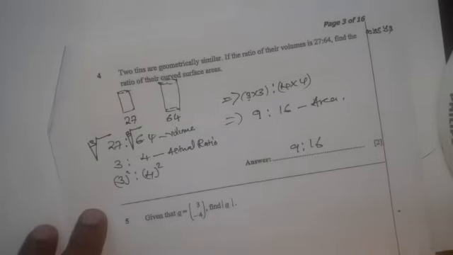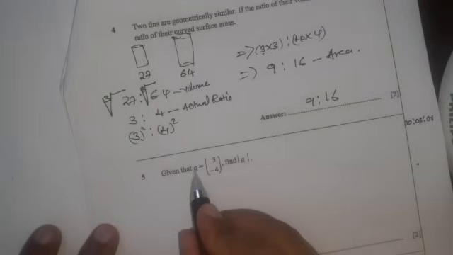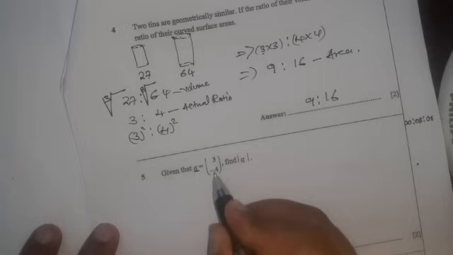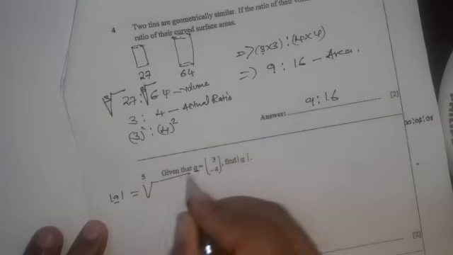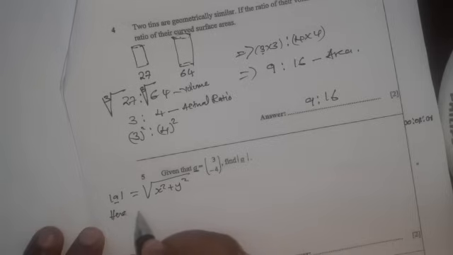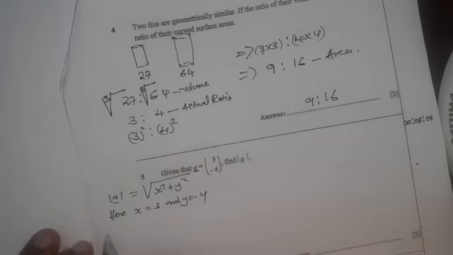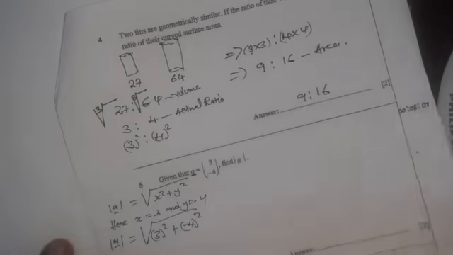Okay, let's deal with question 5. Given that a vector has 3 and negative 4, find the magnitude. So the magnitude of A is defined as the square root of x squared plus y squared. Here, x is 3 and y is negative 4. So the magnitude of A is the square root of 3 squared plus negative 4 squared.